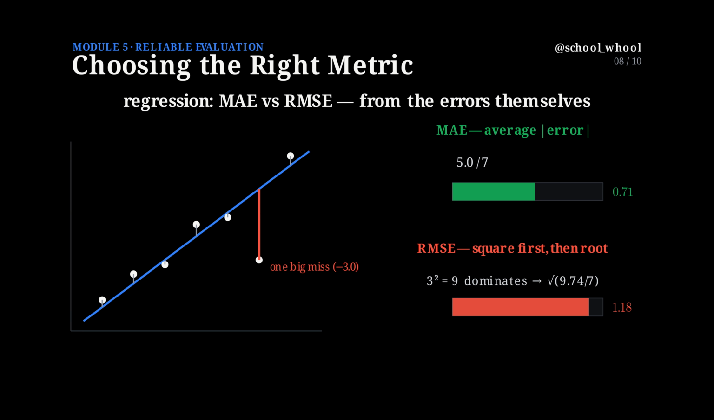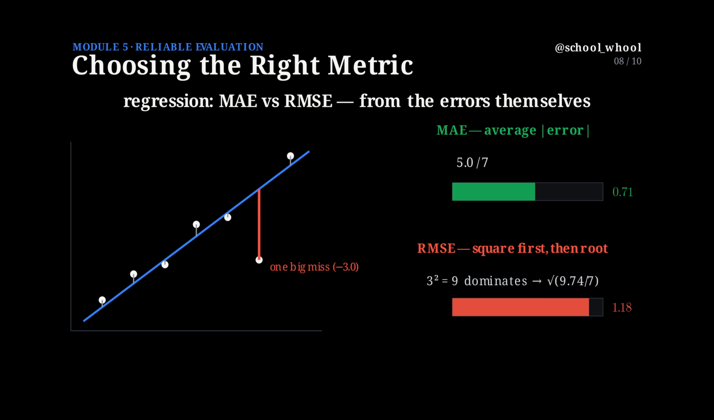Root mean squared error squares each error first. Watch that one big miss. 3 squared becomes 9. It dwarfs all the others combined. After averaging and taking the square root, RMSE comes out at 1.18, noticeably higher. So if one large error is a disaster, use RMSE. It punishes big misses. If every error is equally bad, mean absolute error is the honest choice.